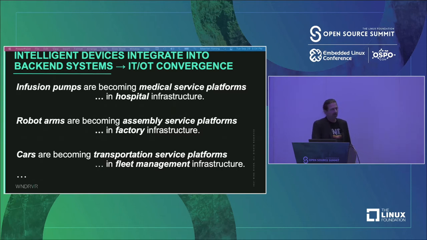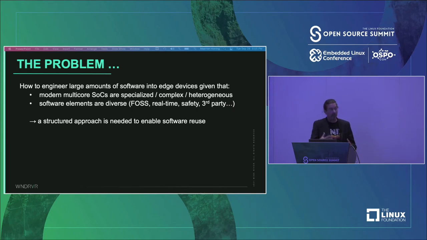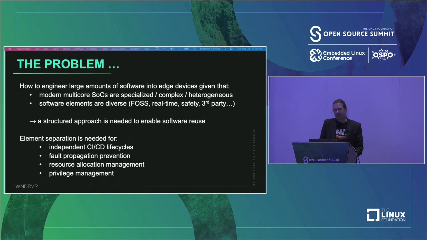And these business paradigms are changing how we need to think about the amount of value, how we create it, how we deliver it, and how we capture it in the software. So the problem is, basically, how do we engineer huge amounts of software into edge devices, given that these modern multi-core SoCs are specialized, complex, and in many cases heterogeneous, and the software that has to go into these devices is quite diverse. You have open source, you might have real-time elements, safety pieces, and even licensed software, and you need to bring them together in a structured way. And also maybe enable the componentry to be carried forward and reused so that you can amortize the NRE across multiple product variants. So this brings us to element separation, right?